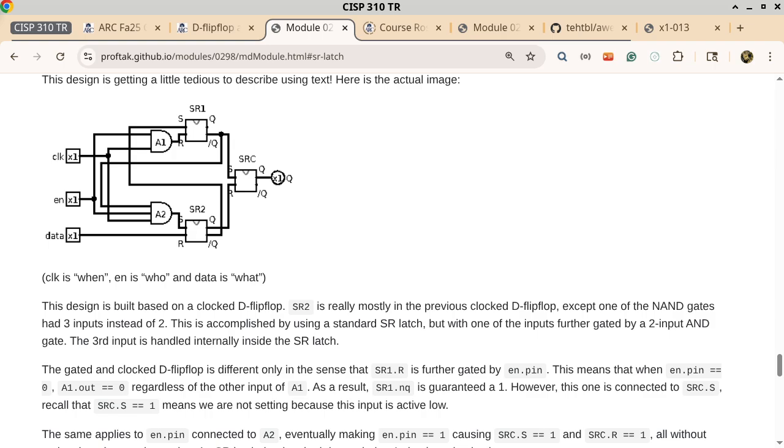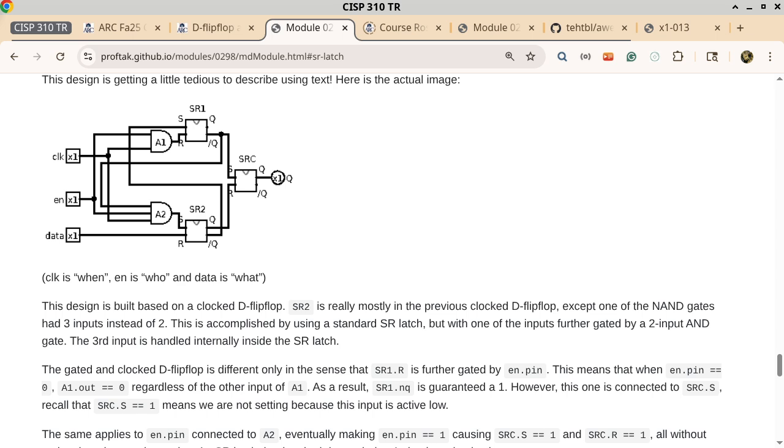Okay, so with this one, in order for the output Q to be a mirror of the data input pin, two things must happen. It has to satisfy two requirements. First of all, the enable pin has to be a 1. Second of all, the clock pin has to be transitioning from a 0 to a 1. So you're asking, why do we need both? Okay, because they control different things.